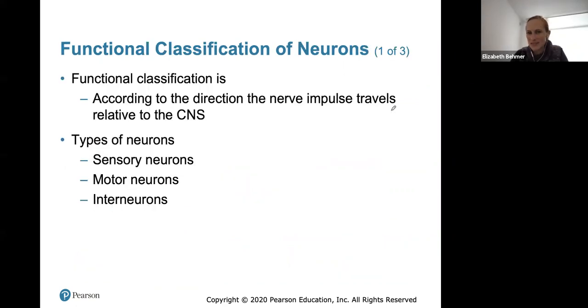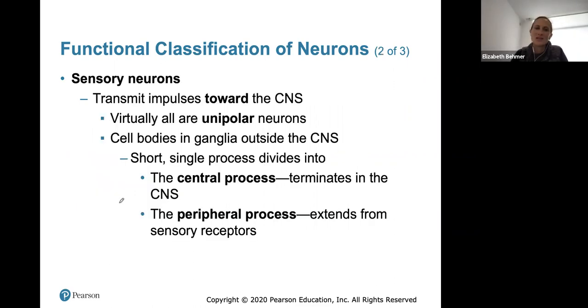Then the functional classification of neurons: we functionally classify them according to the direction that the nerve impulse travels relative to the central nervous system. So we have sensory neurons that take impulses to the central nervous system. Motor neurons take impulses away from the central nervous system, and interneurons connect the two.